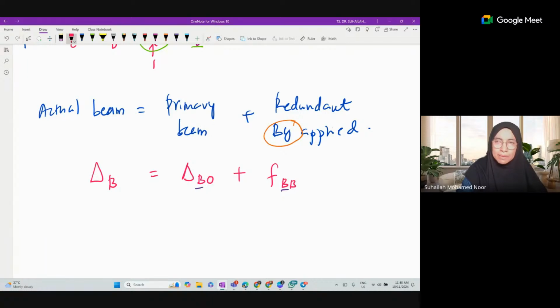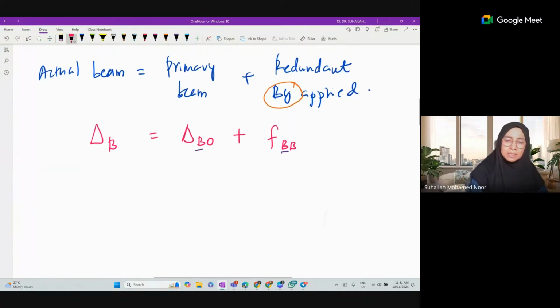Okay, actual beam, the deflection at B is labeled as delta B. In primary beam, the label that will be used is delta B naught, and for redundant BY applied, the deflection we need to change to FBB. The first notation is for the position, and the second notation is for the type of beam. So FBB is deflection at position B for the redundant beam.